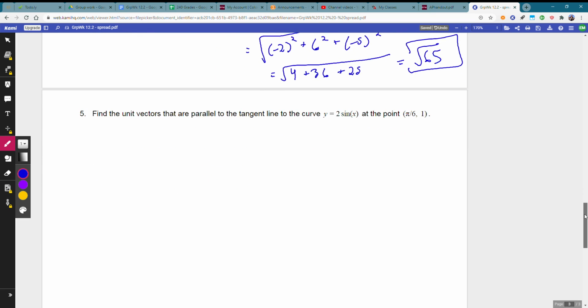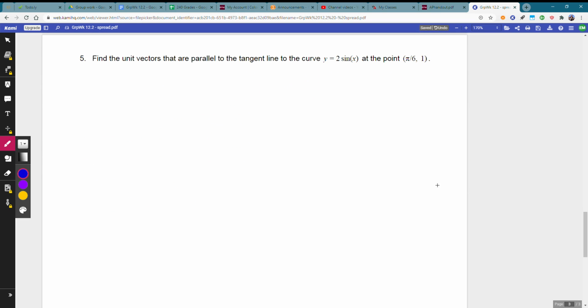All right, moving to our last problem here. We're finding the unit vectors that are parallel to the tangent line to the curve y equals 2 sine x at the point pi over 6, 1. This is an interesting one. I like this one.